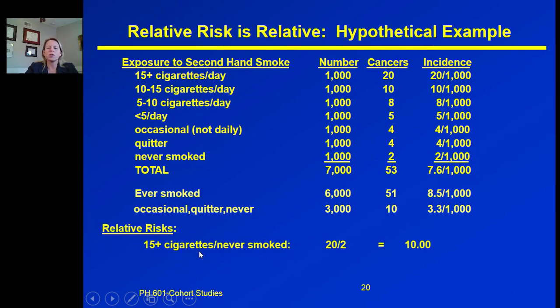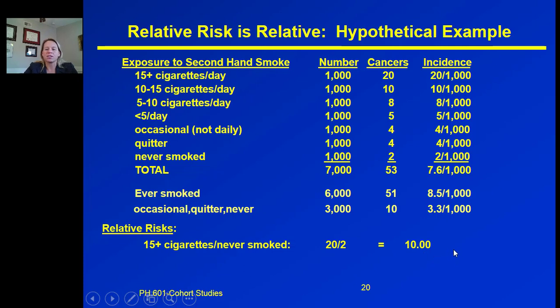So for example, if we're interested in the relative risk of those who are with spouses who smoke at least 15 cigarettes a day compared to women or individuals whose spouses do not smoke, we can take the ratio of the two incidences, so 20/2. Again, these data were made for you, so it has a perfect same denominator. And we get a relative risk of 10.